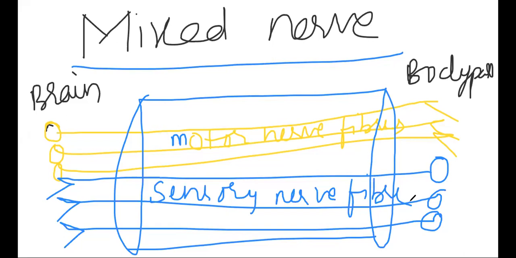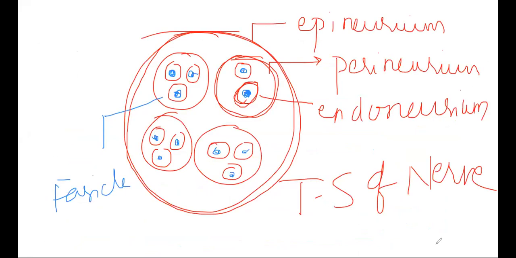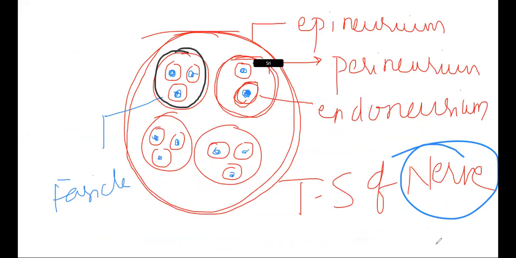Mixed nerve, mixed nerve. Now what is a nerve? Let me go back to the basics. That's why I said today's basics are very important. What is the meaning of nerve? A nerve means a bundle of axons. Many axons are present here. This is one, this is one. Imagine these two are sensory.